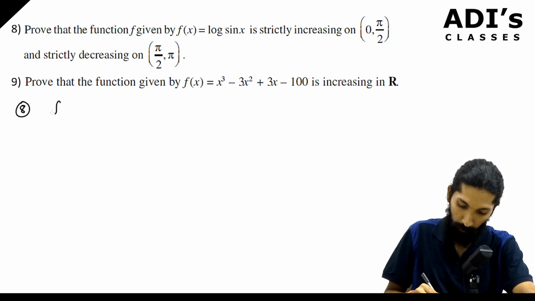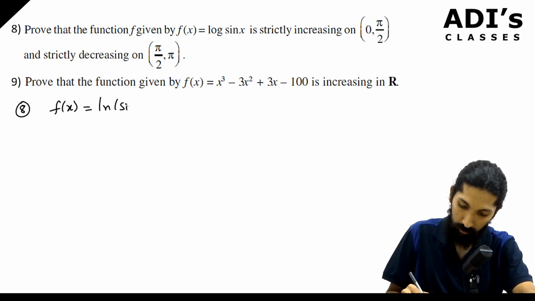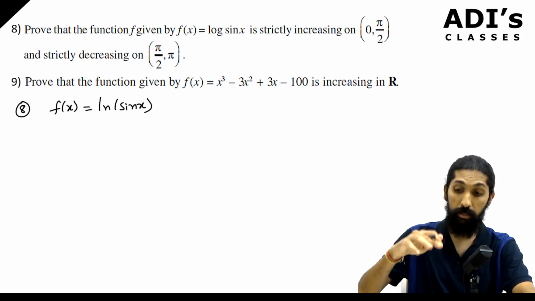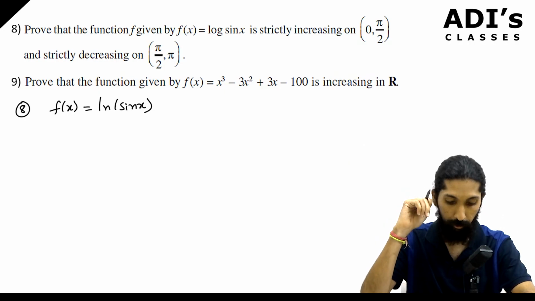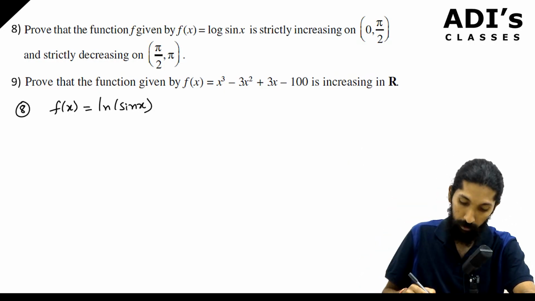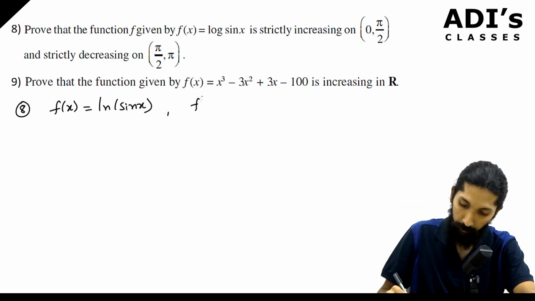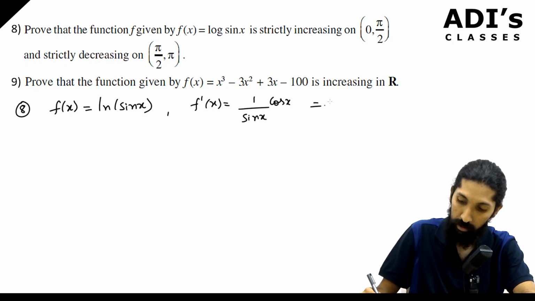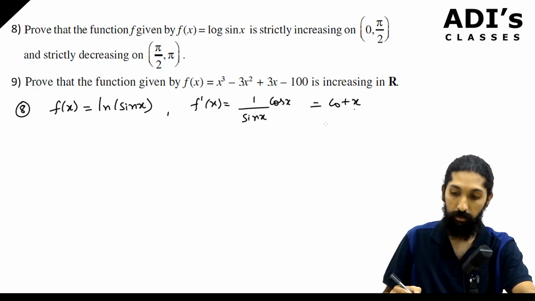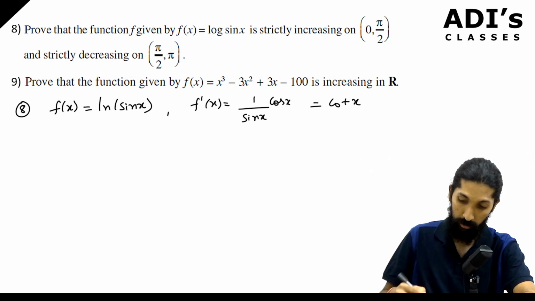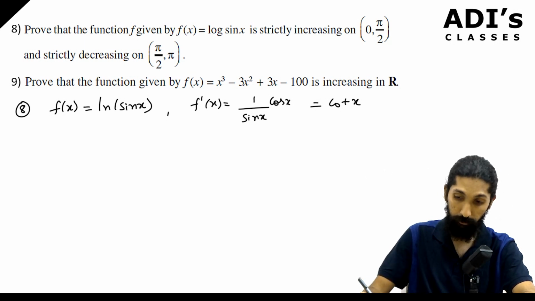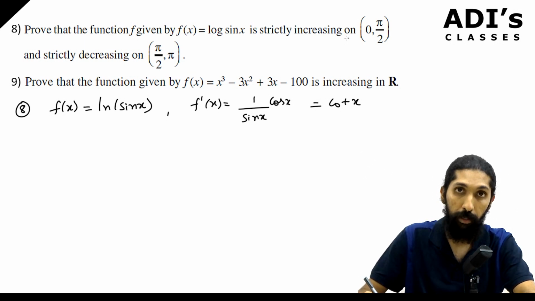So the function f of x is equal to log of sin x. We need to show it is strictly increasing in 0 to pi by 2 and decreasing in pi by 2 to pi, right? Differentiate. f dash of x is 1 by sin x into cos x, which basically becomes cot of x, right? Since this is cot x, now 0 to pi by 2.